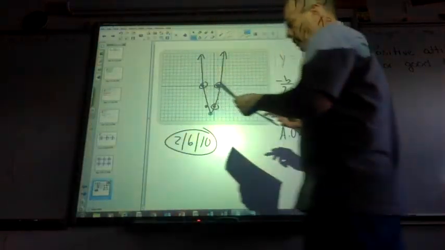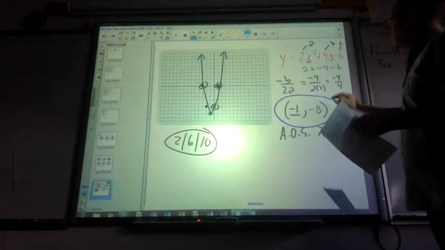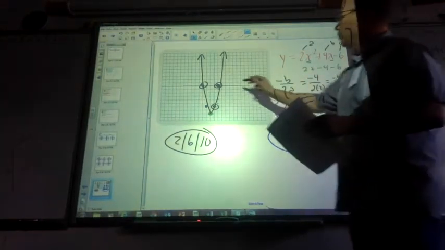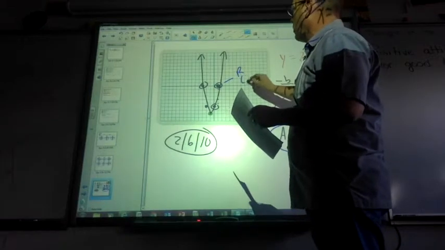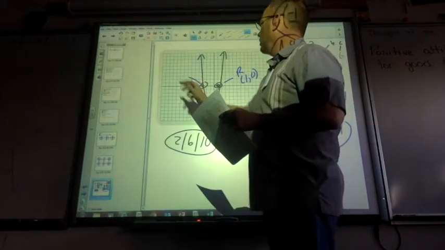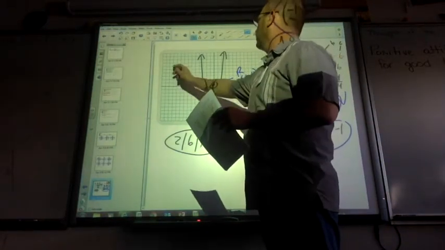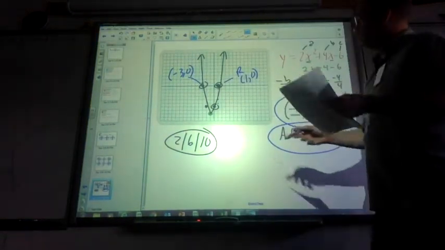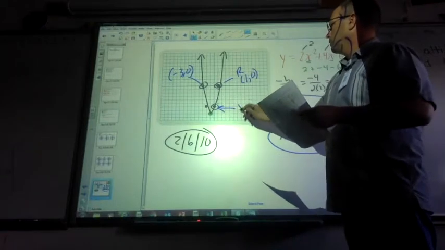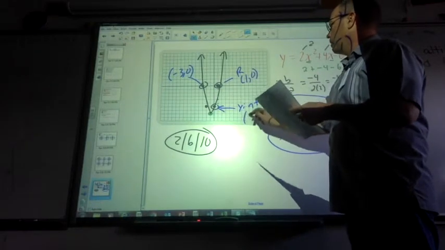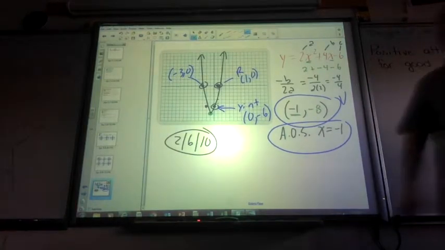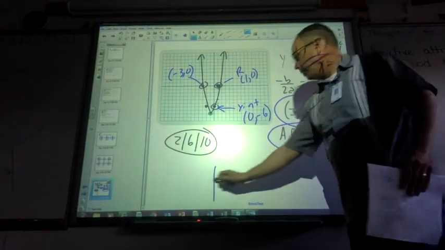Okay, so let's answer some of the questions. The vertex is that. The axis of symmetry is that. My roots: that's a root, so that's at 1, 0. And here's my other root, which is at negative 3, 0. Is that all right so far? The y-intercept is 0, negative 6.